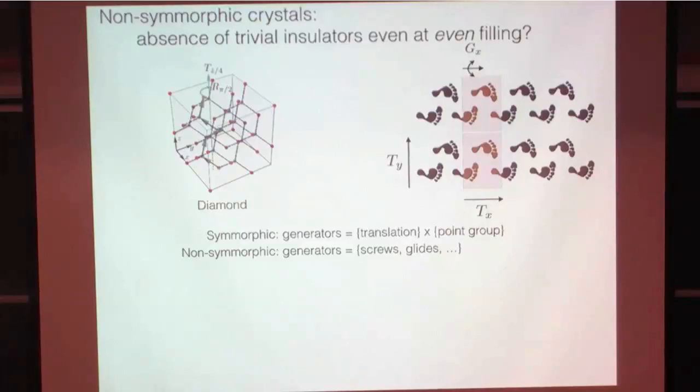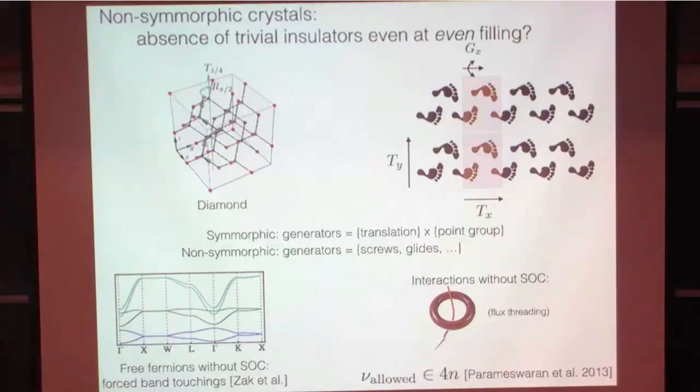So the space groups come in two types, the so-called symmorphic space groups. All the symmetries can be thought of as a product of a translation and then a point group symmetry. A point group symmetry is a symmetry which leaves some point invariant, like a rotation. Whereas for the non-symmorphic space groups, one of the generators has to be a screw or a glide. Non-symmorphic symmetries are quite general. Actually, most of the space groups are non-symmorphic. A common example, for instance, is the diamond lattice, which has a screw symmetry.